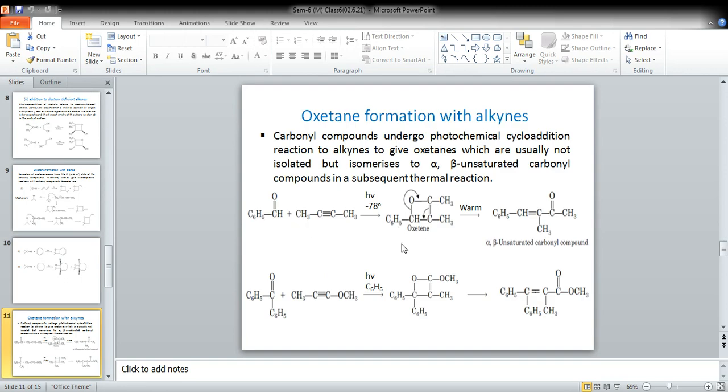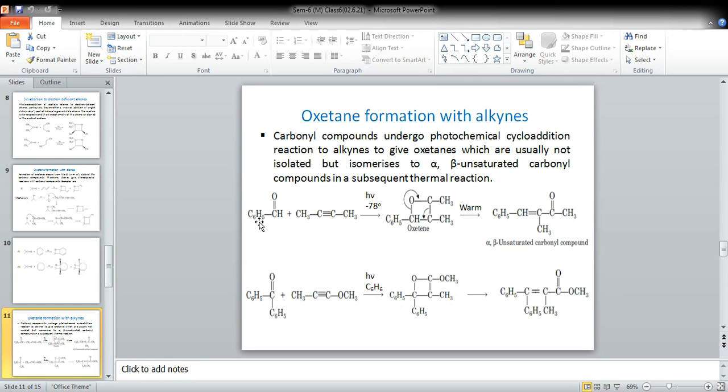Now another example, oxetane formation with alkynes. Even with alkynes, oxetane formation will be there. Carbonyl compounds undergo photochemical cycloaddition reaction with alkynes to give oxetenes, which are usually not isolated but isomerize to alpha beta unsaturated carbonyl compounds in a subsequent thermal reaction. So in this reaction, on heating or warming, the oxetene, which is not that stable, will convert to an alpha beta unsaturated carbonyl compound.